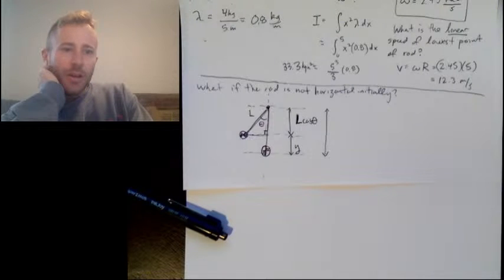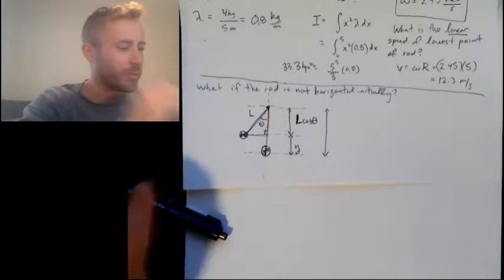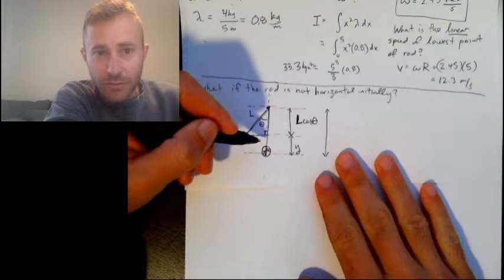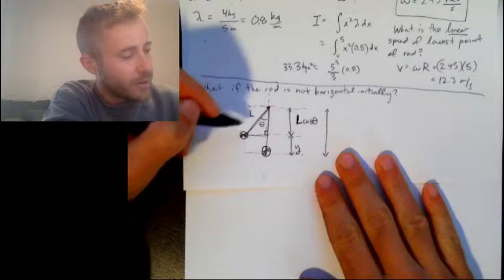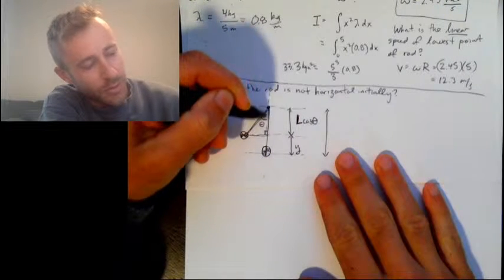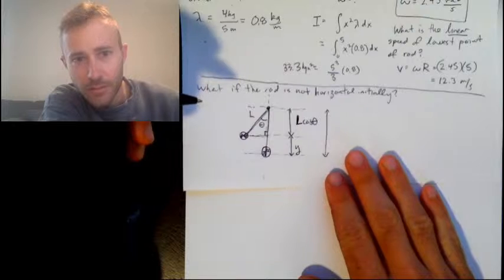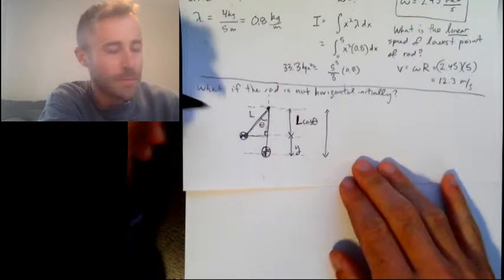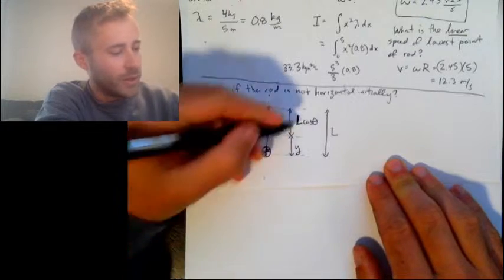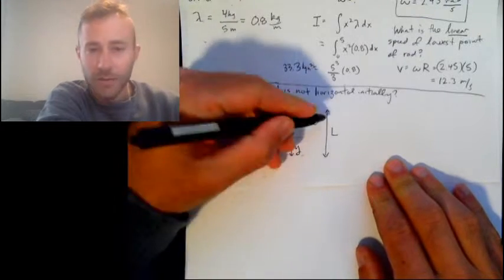They have to add up to L. Very good. The reason is that the length of the string didn't change. The length of the string is L here. When it swings to the vertical, the length of the string is still L. So this entire thing is L, so this distance plus that distance have to add up to L.